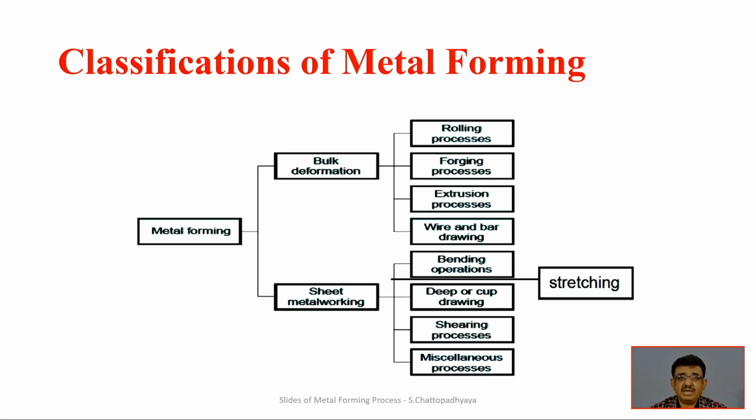The other one is sheet metal working, which is associated with many processes. One is the bending operation. Sheet metal will be bent against some die or some kind of device. Then stretching, where it is extended against some kind of die. The third is deep or cup drawing, where a plunger moves a certain distance, and accordingly the deformation takes place. Then the shearing process, which is associated with cutting. And the fourth one is miscellaneous processes, such as edge preparation, hemming, ageing, curling, and many other processes related to sheet metal working.